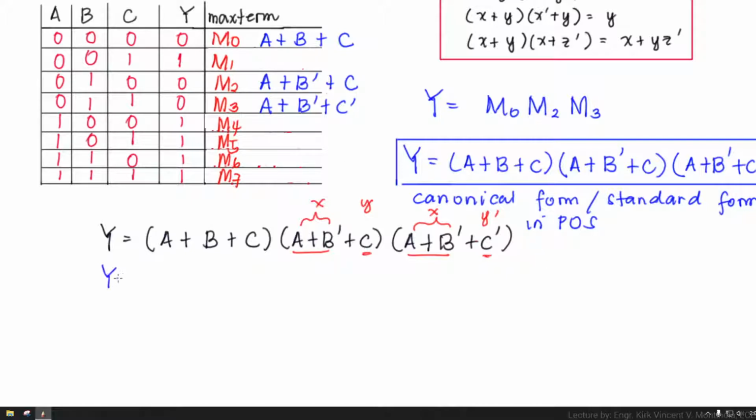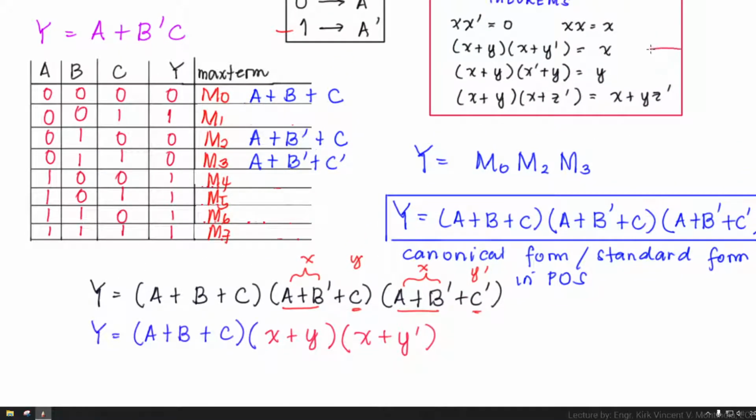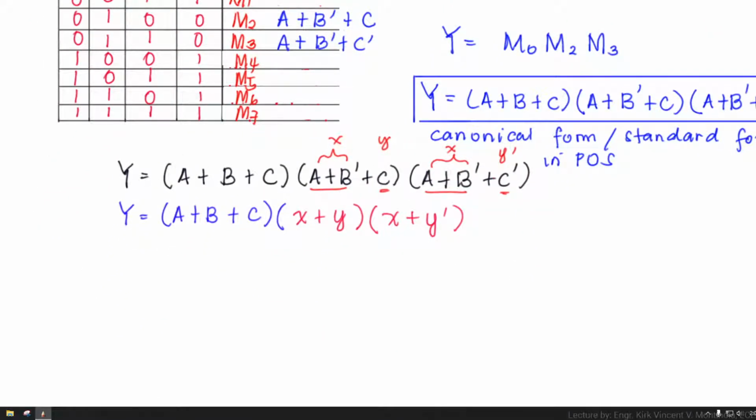I will write it so you can understand easily. That is A plus B, then plus C. Then the quantity here, what happens? That is X plus Y, and then you have X plus Y prime. Okay. We know this identity, class, which is this. Okay, so what remains? That is X only. Okay, so we return our equation as Y is equal to A plus B plus C, and then the remaining here is X.